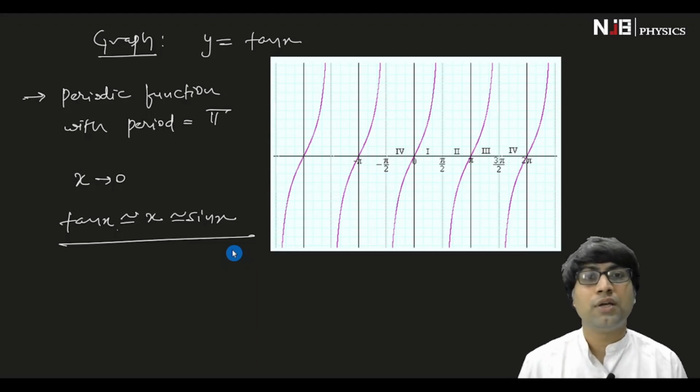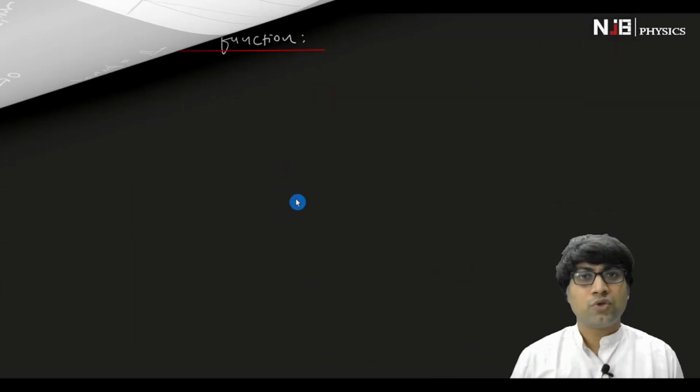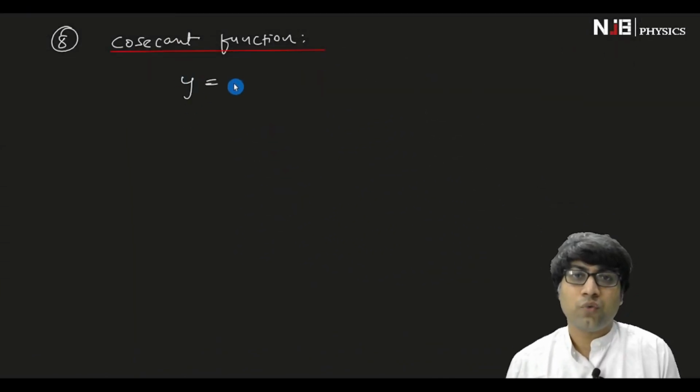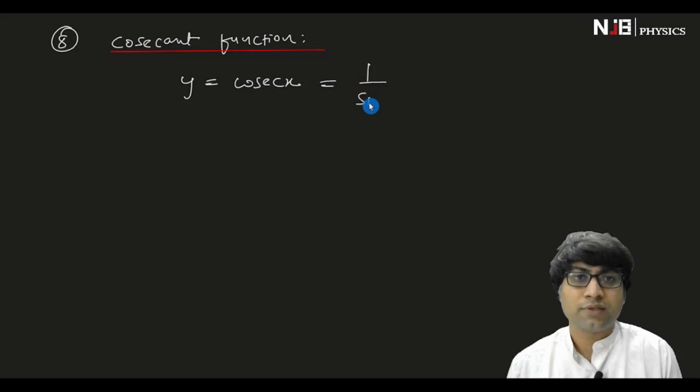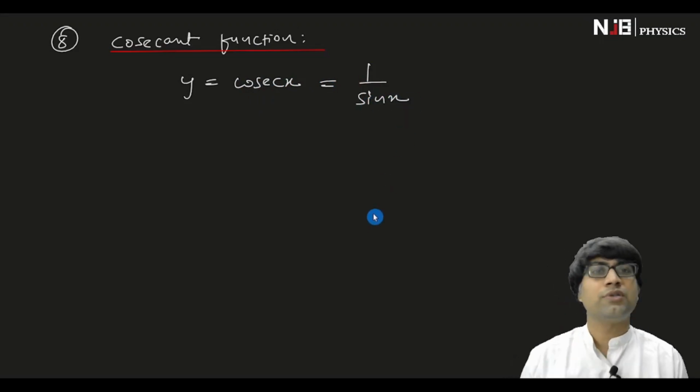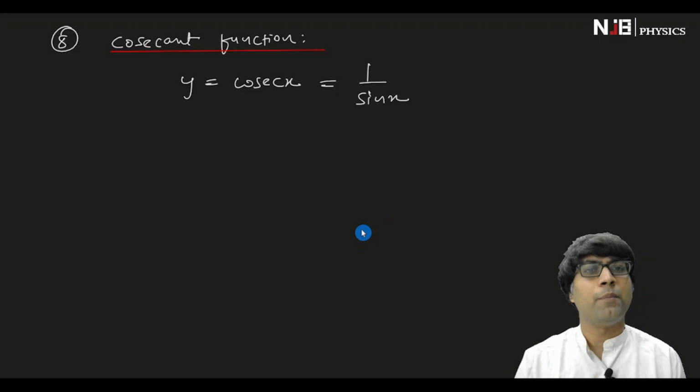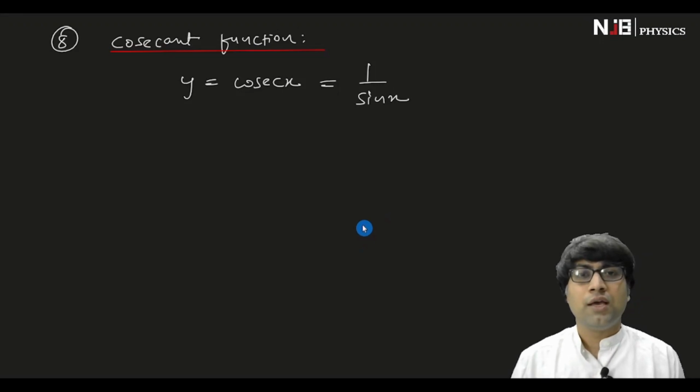Let's now talk about the cosecant function. So the cosecant function is y equal to cosec x, or it is simply equal to 1 by sine x. We won't talk much about this function because it is not of much use in physics. So we'll just talk about the domain and range of this function.